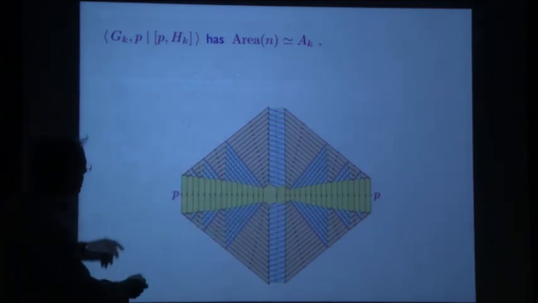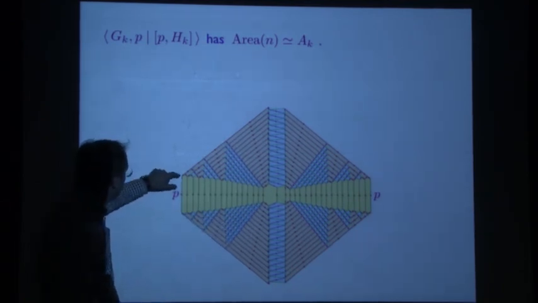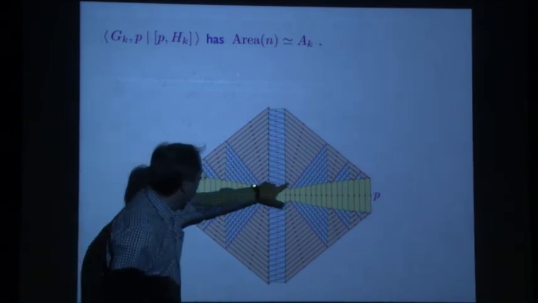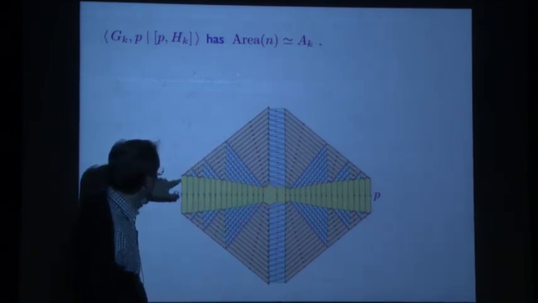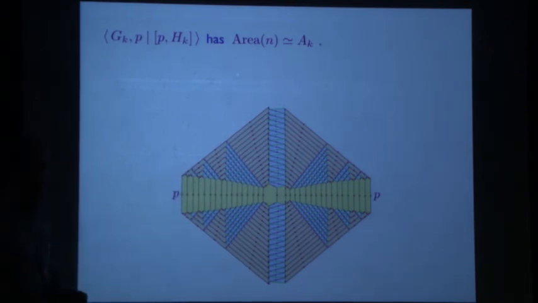So the area of this thing roughly equals the length of this word, and that grows like Ackermann's function. And it turns out this can be turned into both a lower bound and an upper bound. But that's the idea.